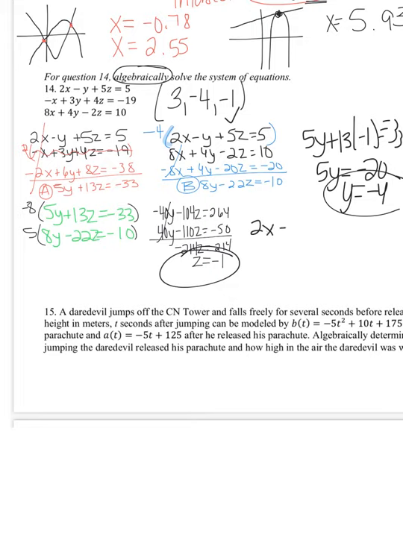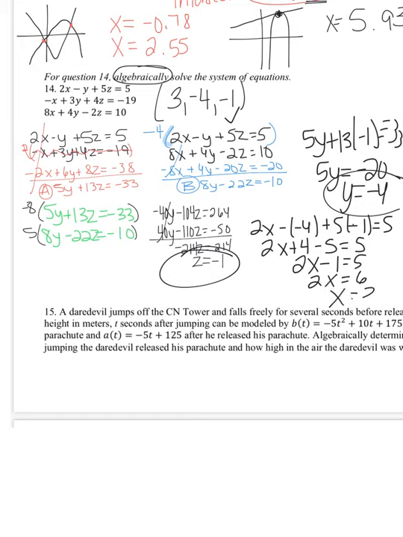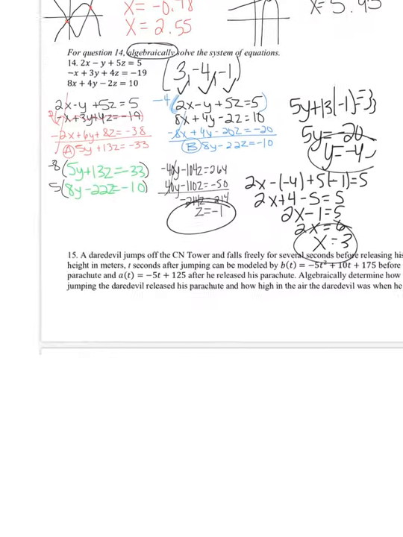2x minus y plus 5z is equal to 5. It's a minus. So this is 2x plus 4 minus 5 equals 5. 2x minus 1 equals 5. 2x equals 6. X equals 3. So I have my y is negative 4 from here, and x is 3 from here. Okay? And then again, to justify, I plug all 3 points, x, y, z, into every single equation that's up there.